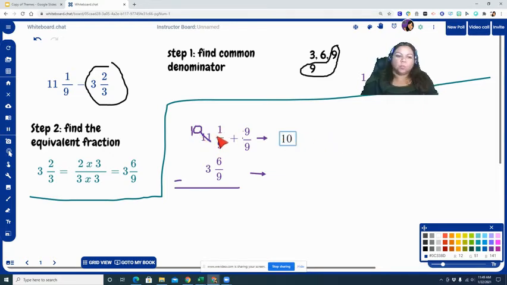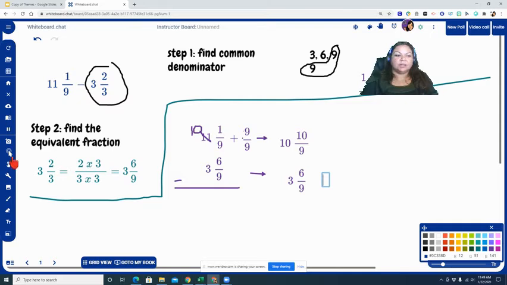And now I need to combine 1/9 plus 9 over 9. I only add the numerator, not the denominator. Only the numerator. So 1 plus 9 is equal to 10. And then the denominator, the 9, stays the same. And there was no change to the second fraction, so I just rewrite it: 3 and 6/9.